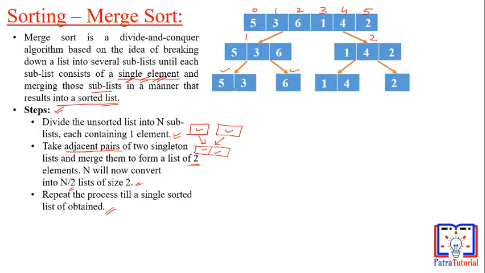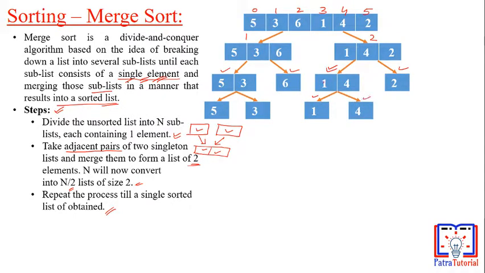Let me divide this array first. Again it will be divided into two sublists. The first one has 1 and 4, the second is 2. Now come to this point. Again this will be divided into 5 and 3, and now this sublist will be divided into 1 and 4.